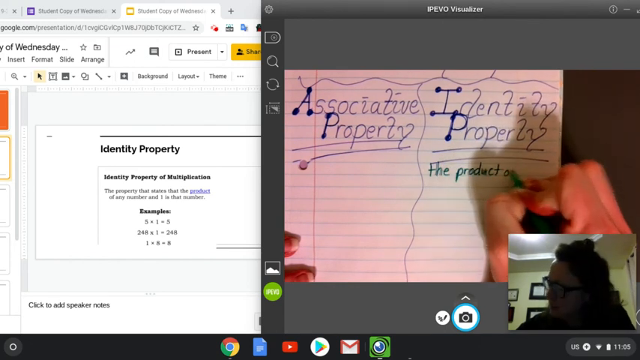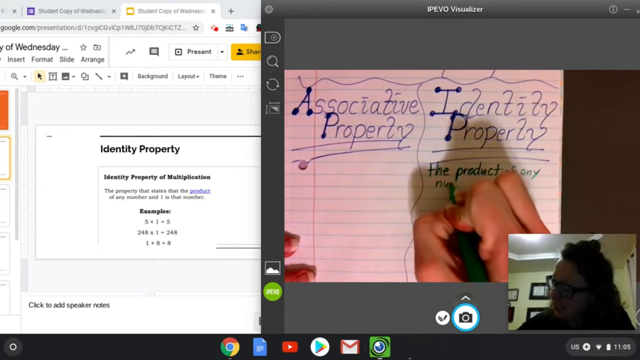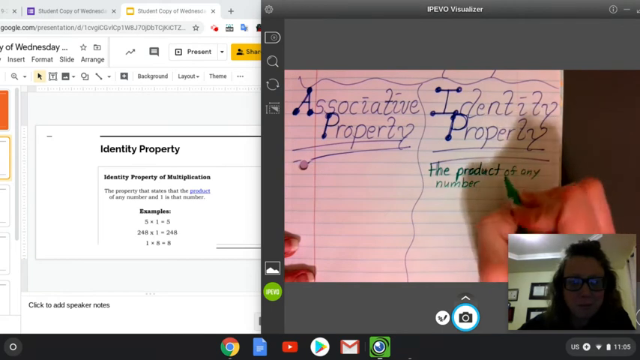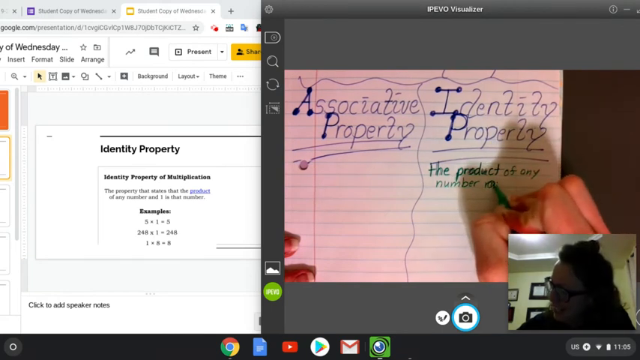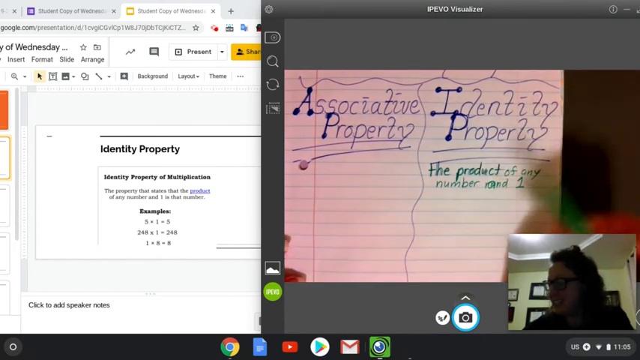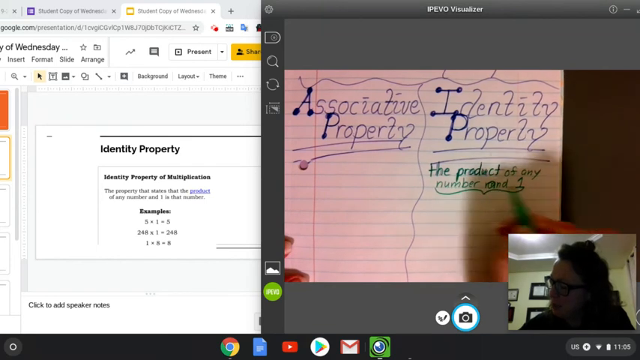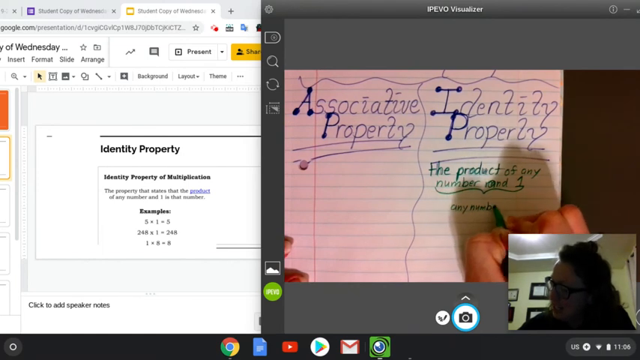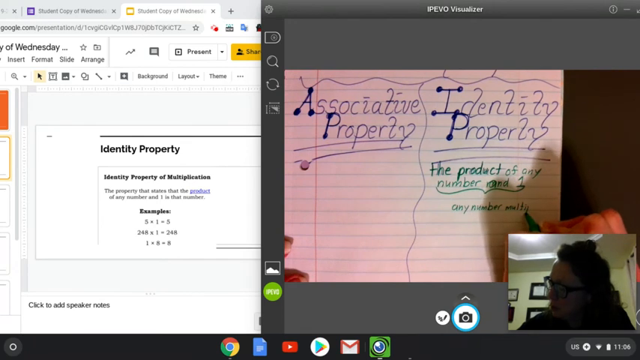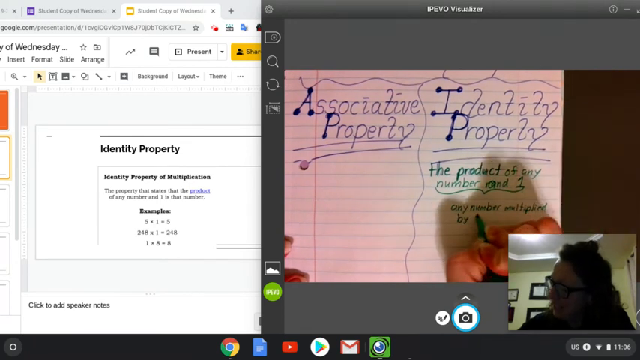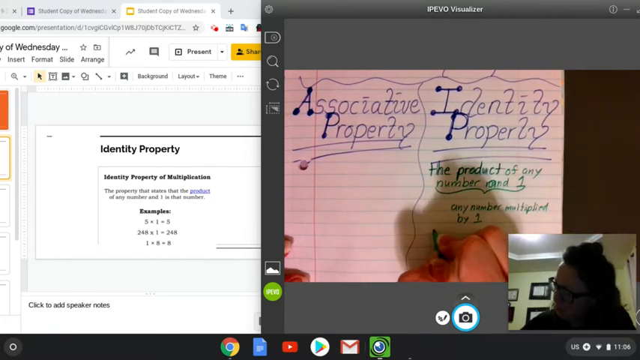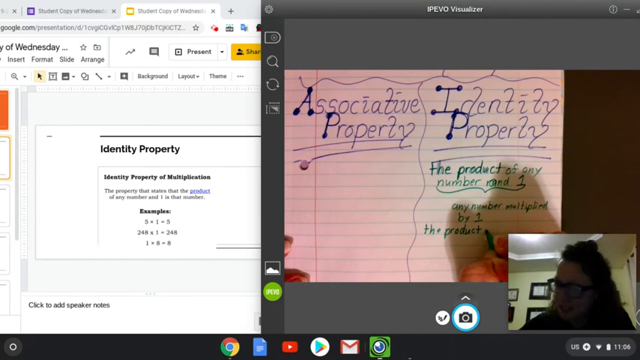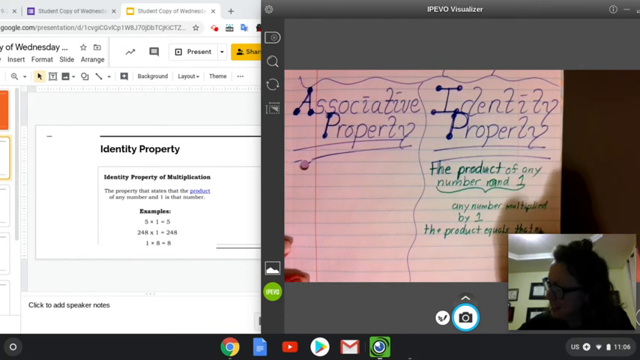The product of any number and 1. So what they're saying is when it says of any number and 1, that means any number multiplied by 1, the product equals that number.